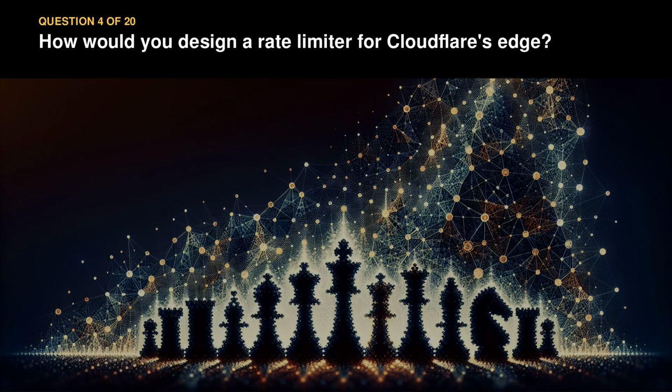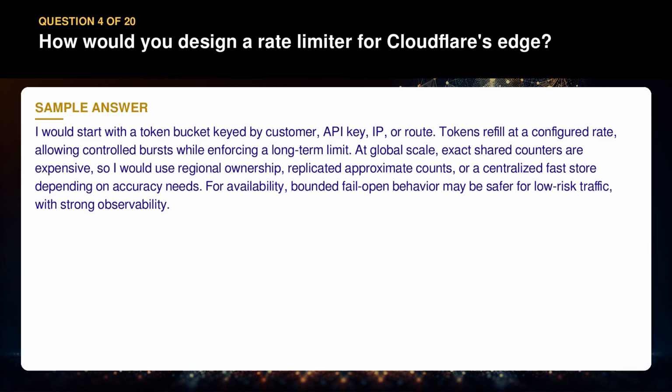Question 4. How would you design a rate limiter for Cloudflare's edge? I would start with a token bucket keyed by customer, API key, IP, or route. Tokens refill at a configured rate, allowing controlled bursts while enforcing a long-term limit. At global scale, exact shared counters are expensive, so I would use regional ownership, replicated approximate counts, or a centralized fast store depending on accuracy needs.